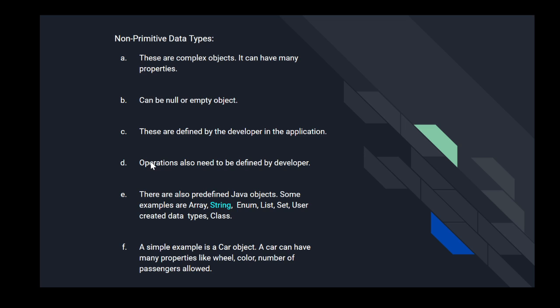So, what are the non-primitive data types? These are complex objects. They can have many properties. They can be null or an empty object. These are defined by the developer in the application. Operations also need to be defined by developers. There are also predefined Java objects. Some examples are array, string, enum, list, set, user-created data types, and class. A simple example of this is a car object. A car can have many properties like wheels, color, number of passengers allowed, and things like that.